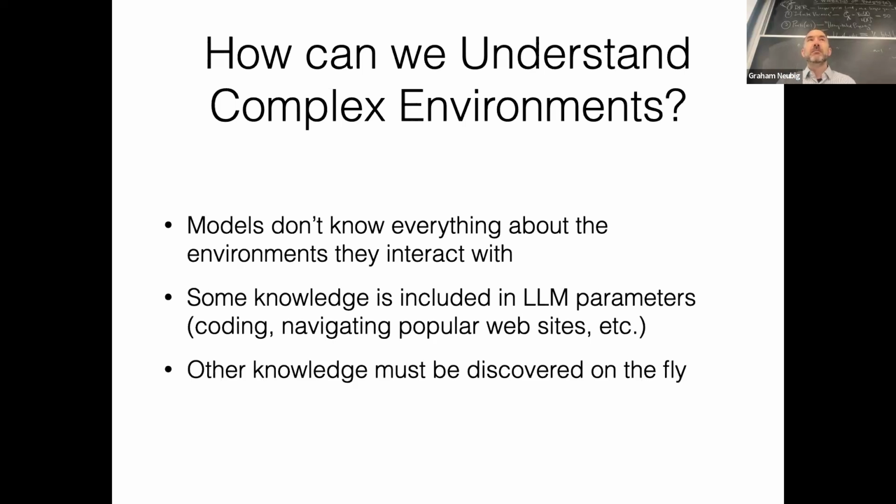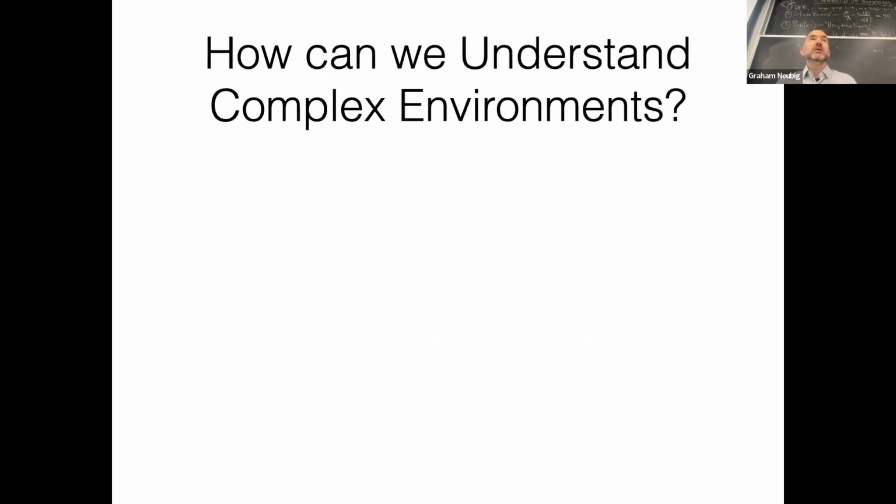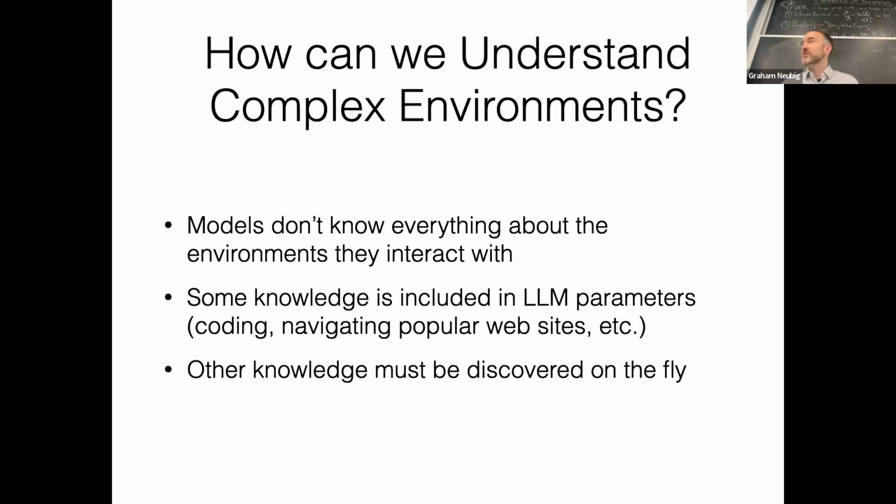But much of the knowledge about the environments needs to be discovered on the fly or provided in some way to them. If we talk about all the environments, we're talking about something like navigating an Amazon web page. How well do language models know how to do this? The answer is they don't know how to do this very well. A very big failure mode of agents is that they end up going to the wrong page to solve a problem on a website, for instance.